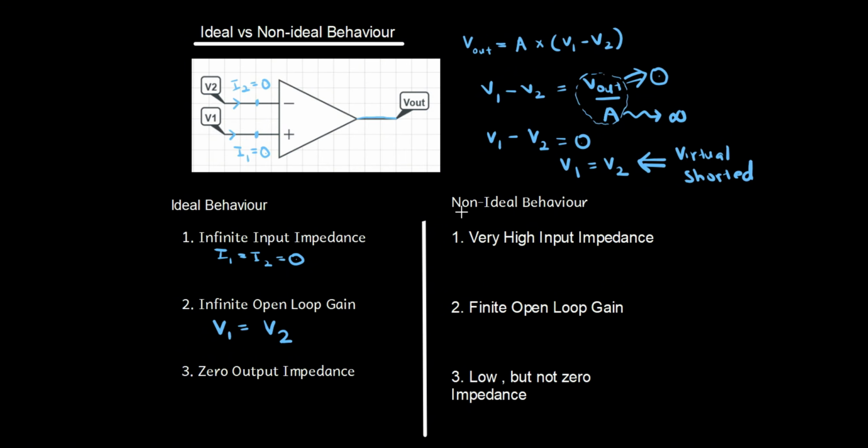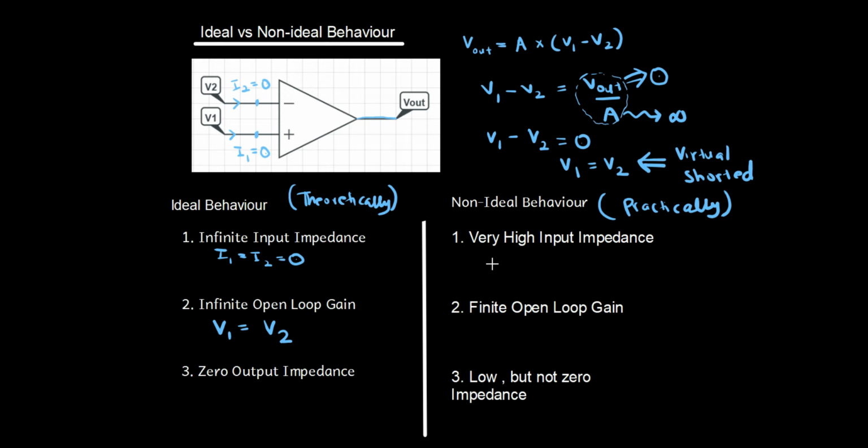But practically, ideal behavior is theoretical. This is a behavior you would expect theoretically. Non-ideal behavior is a behavior you expect practically in the lab, right? So ideally, it has an infinite input impedance. As a result, I1 is equal to I2 is equal to 0.